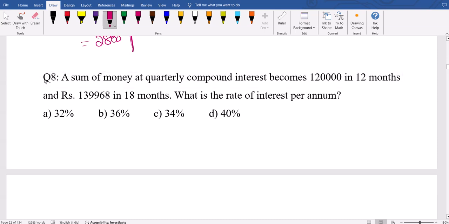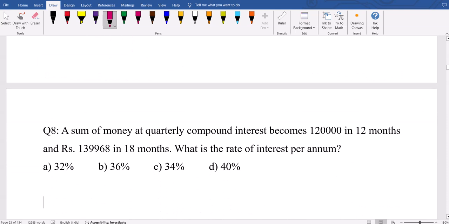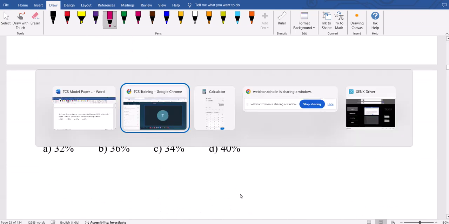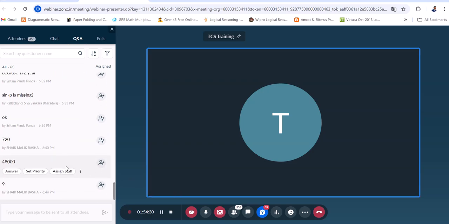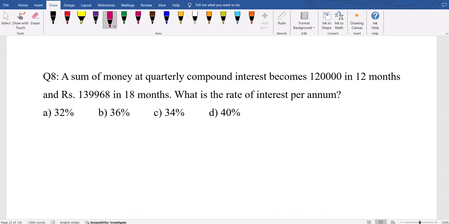Now see this question. Simple interest and compound interest, that's the beauty. A sum of money at quarterly compounding becomes 1,20,000 in 12 months and rupees 1,39,968 in 18 months. Guys, here 12 months, 4 quarterlies are there. 18 months means 6 quarterlies are there. Amount become, this is amount.